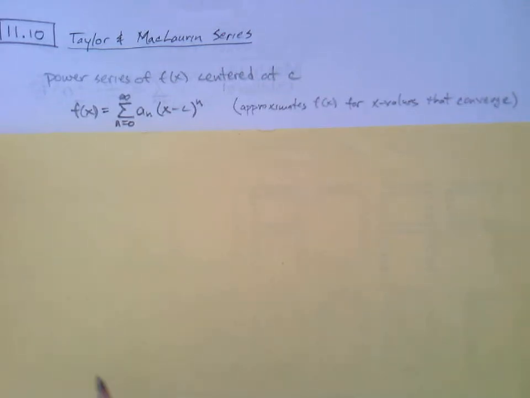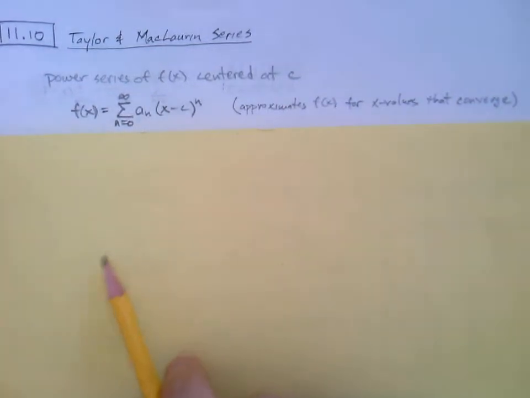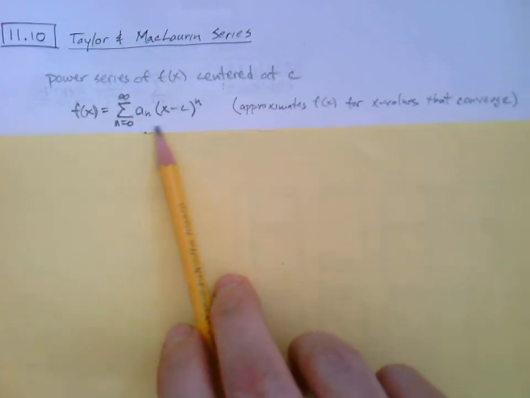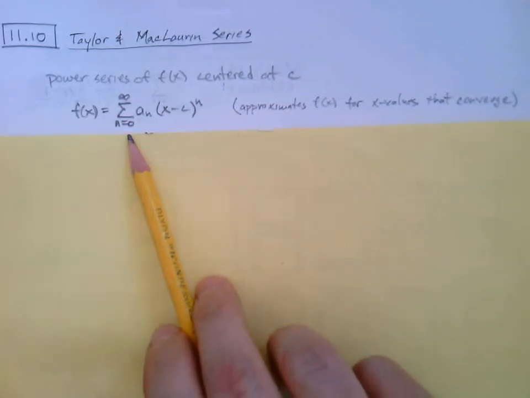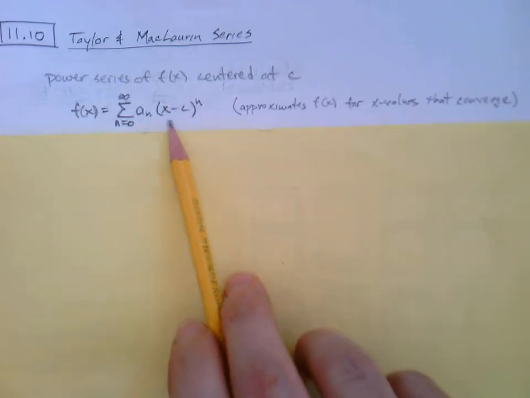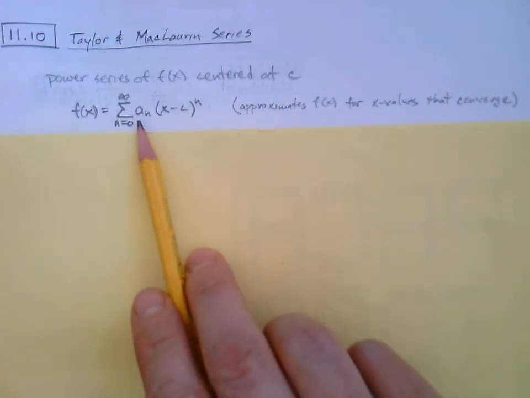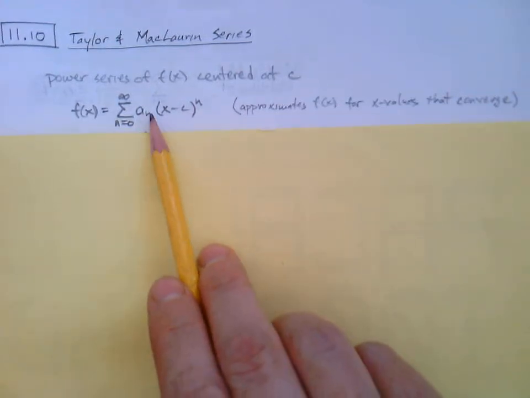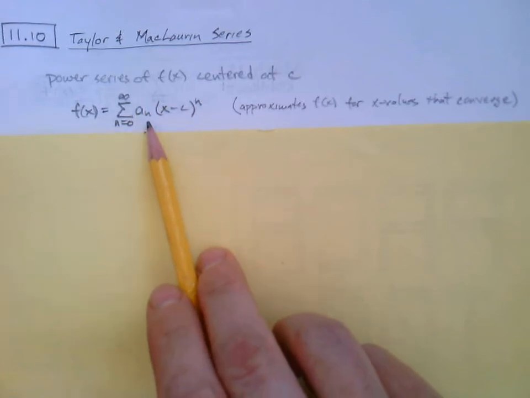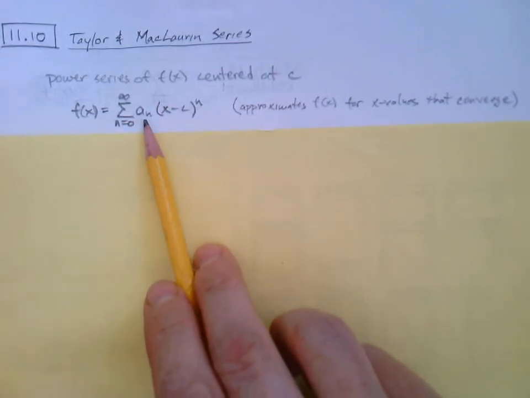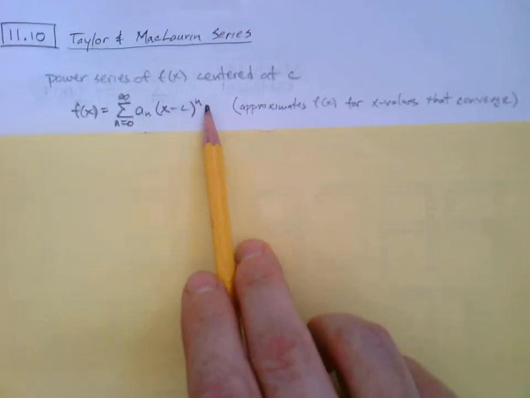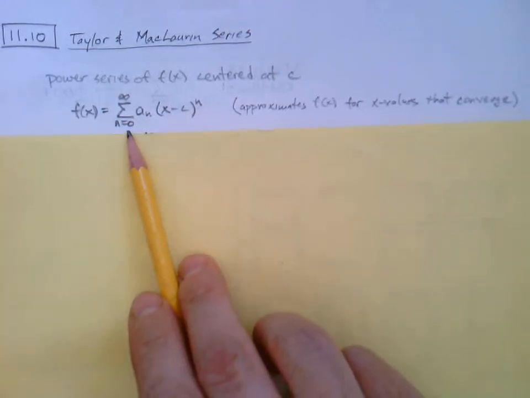So here we go. I've written this again since we're building on this idea. The power series of f of x centered at c takes this form: the sum from n equals 0 to infinity of a_n times (x minus c) to the n. What really changes from power series to power series is the a_n, right? What does the coefficient look like here? Is it just a constant? Does it contain the variable x as well? But we always have (x minus c) to the n, and typically we start at 0, although you don't have to.